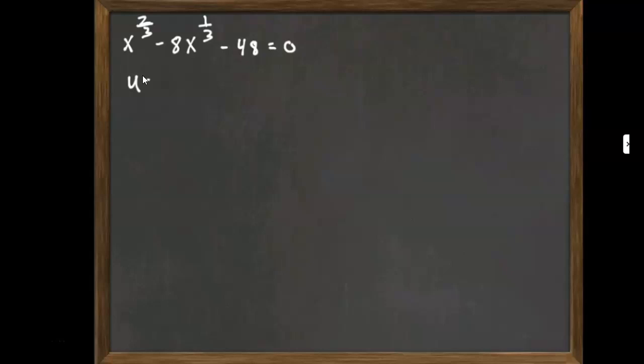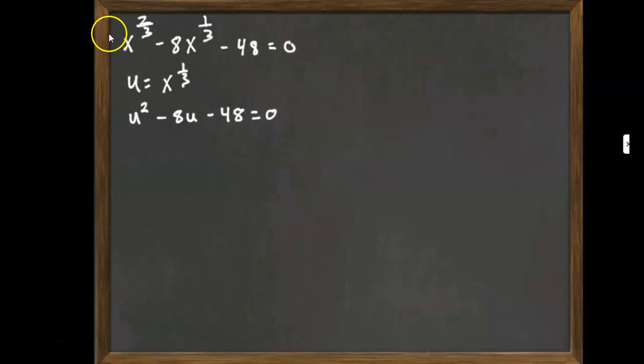Okay. And so we begin by making a substitution step. It's usually the easiest way to handle this. We say let u be that smaller variable, the x to the 1/3 term. And then x to the 2/3 would just be u squared. Remember, when you raise a power to a power, you multiply. So x to the 1/3 to the second power, u squared, becomes x to the 2/3, just as we have here. And then minus 8u minus 48 equals 0.